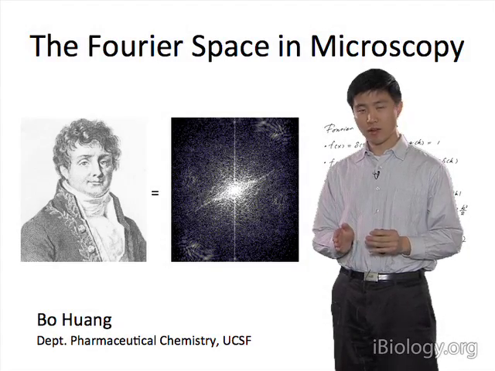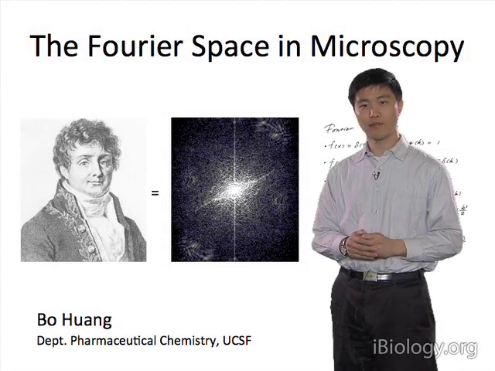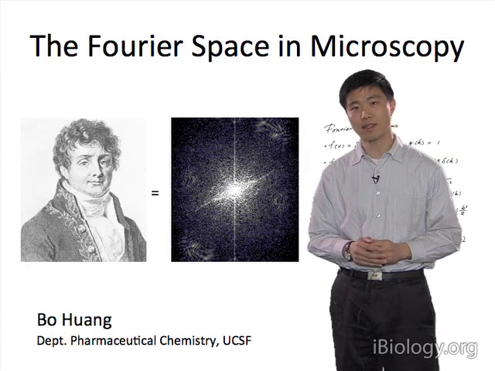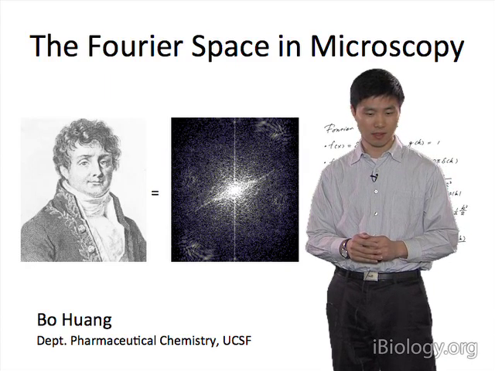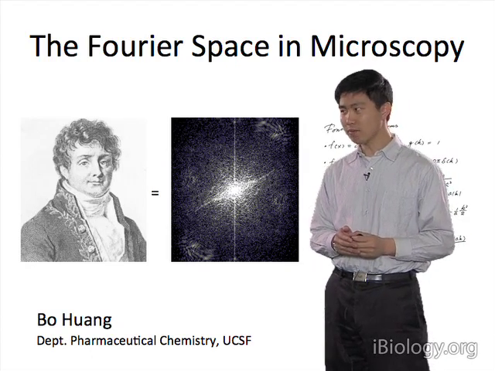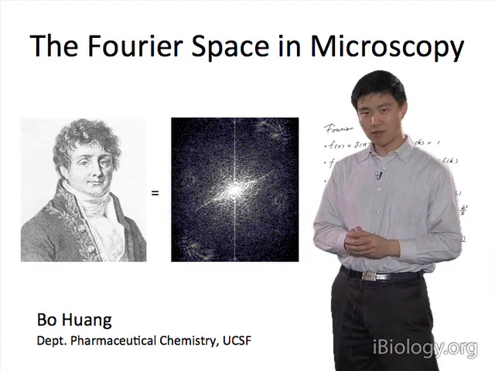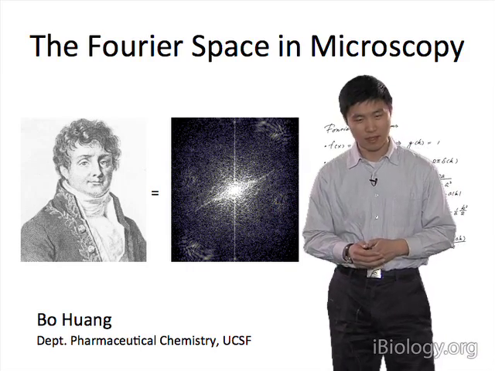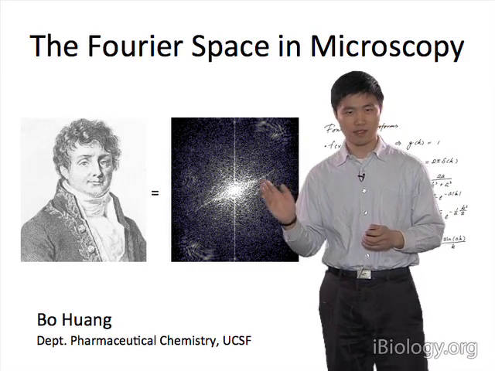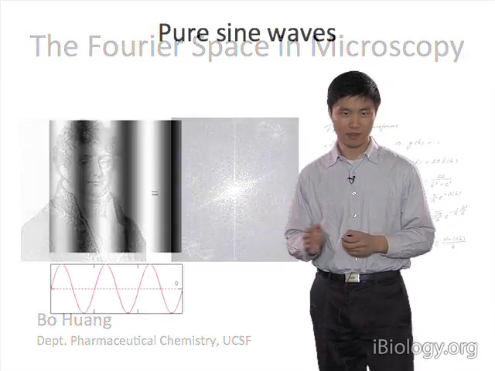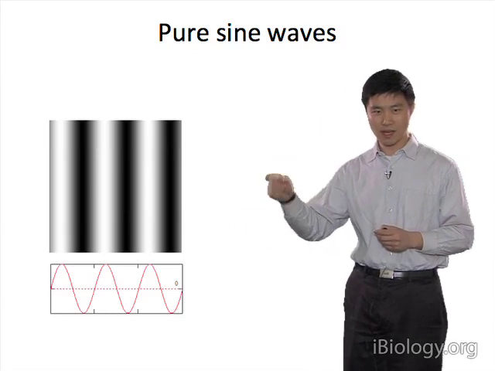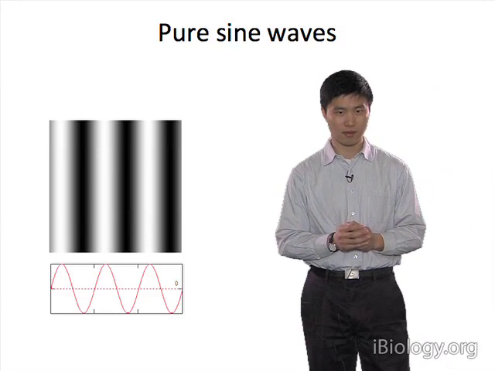This time, we're going to talk about Fourier transform and Fourier space, which is a very important concept in understanding microscopy. Well, Fourier transform is all about math. So I'm going to make it simple. Let's start with a simple sine wave, as simple as possible. You see sine oscillation, very smooth oscillations.